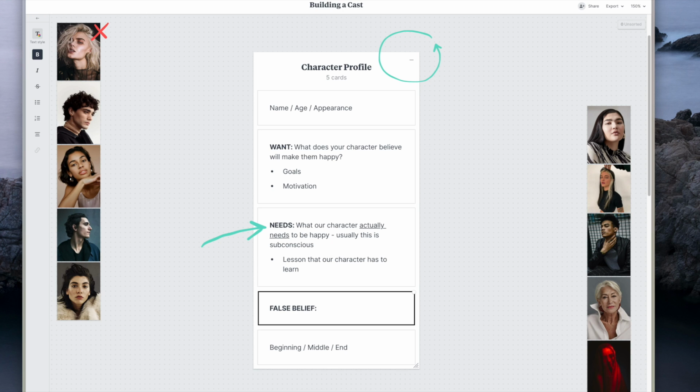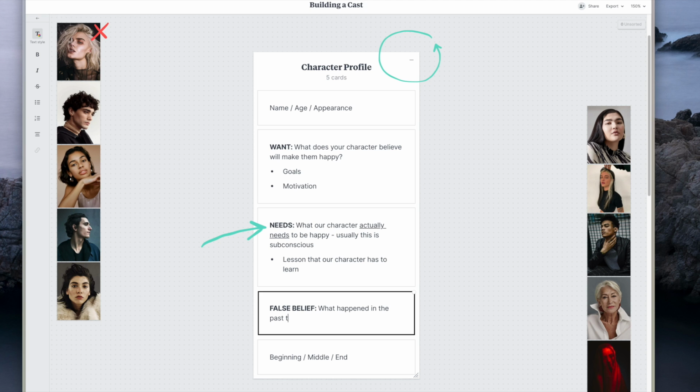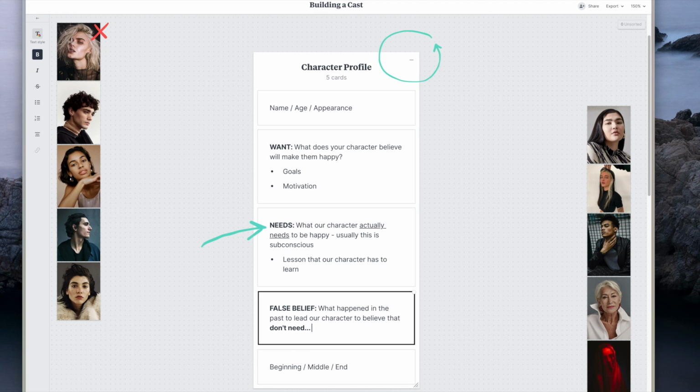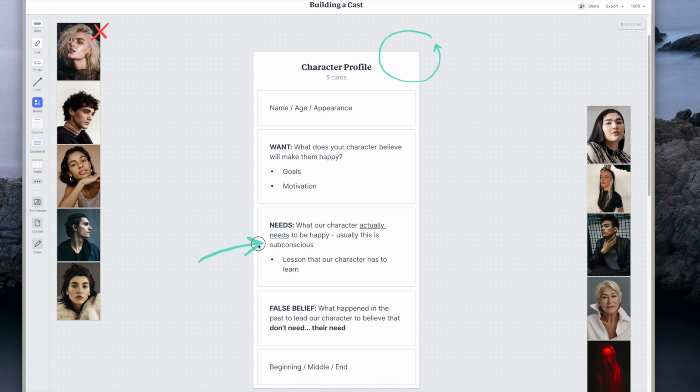And then next we have a false belief. And this is what happened in the past to lead our character to believe they don't need their need. I don't know if that makes sense, but this is where you can come up with some backstory. What happened in the past that now makes our character believe that they don't need this actually at all, or maybe they don't deserve this. And this false belief creates a barrier for them consciously understanding what their need actually is.